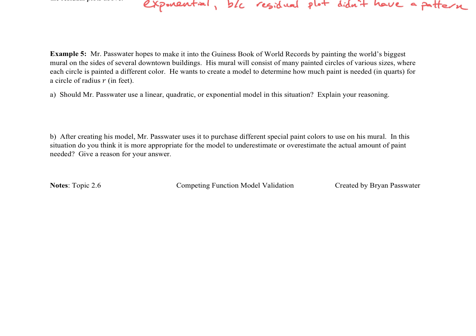All right. Fantastic. Keep going. Should Mr. Passwater use a linear, quadratic, or exponential model in this situation? Explain your reason. All right, so we're actually going to go all the way back into our first chapter, our first unit, the very first lesson. Would a linear, quadratic, or exponential model be better in this situation? What is a mural painted on? Canvas or a wall, probably a wall if it's outside because it's a building.